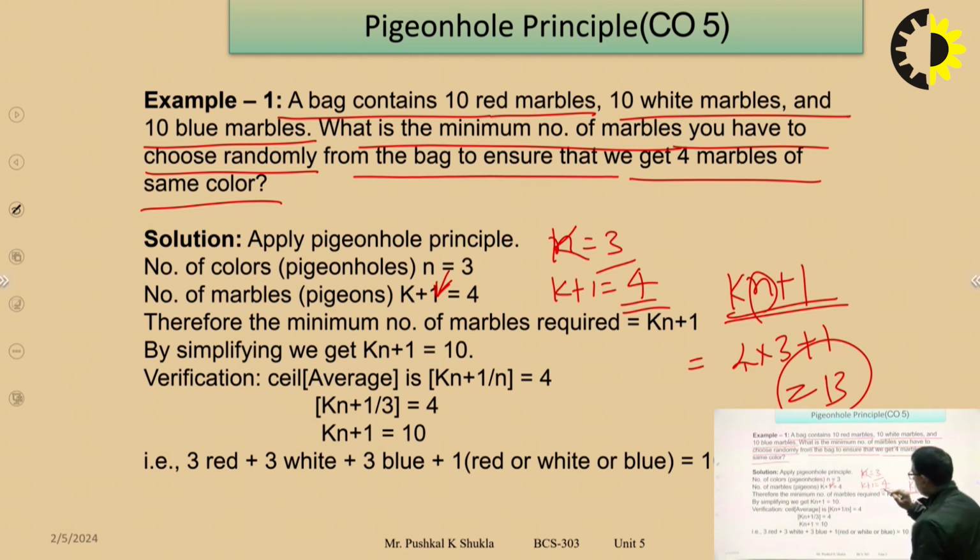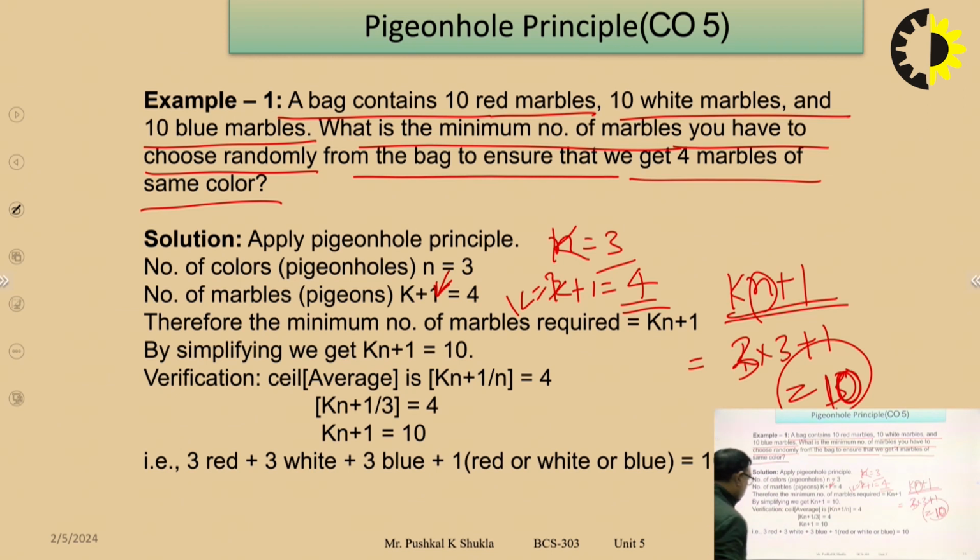So k equal to 3 here. k plus 1 equal to 4, so k equal to 3. So 3 into 3 plus 1, that is 10. So 10: 3 red, 3 white and 3 blue plus 1 red or white or blue equal to 10.